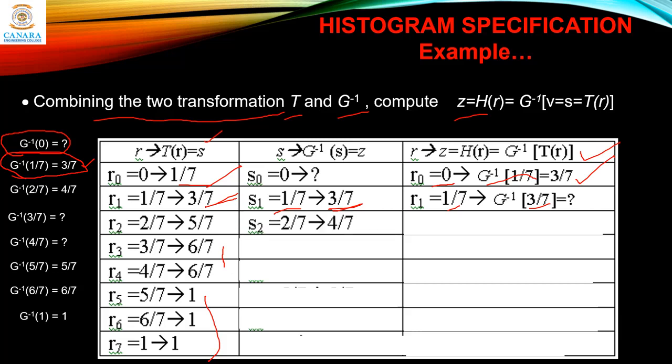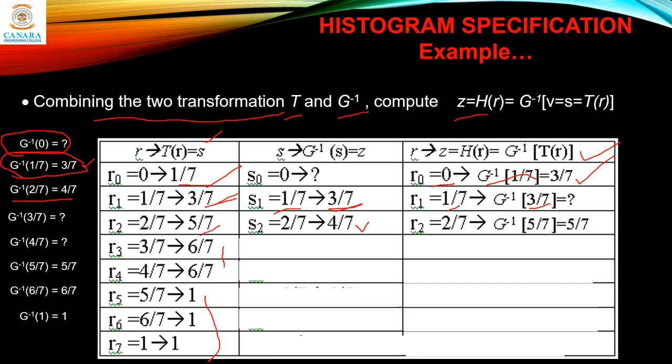Next, S2 equal to 2 by 7, G inverse of 2 by 7 is 4 by 7, so that we are writing here. Now R2 of 2 by 7 mapping to G inverse of T of R. G inverse of 2 by 7 is 5 by 7.